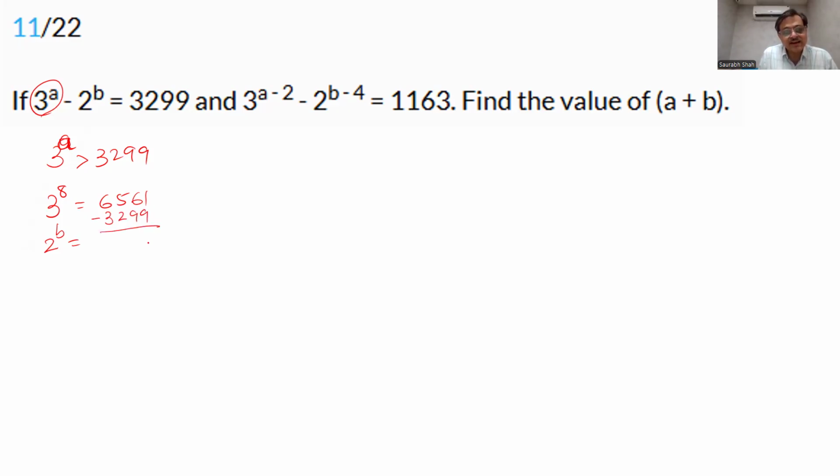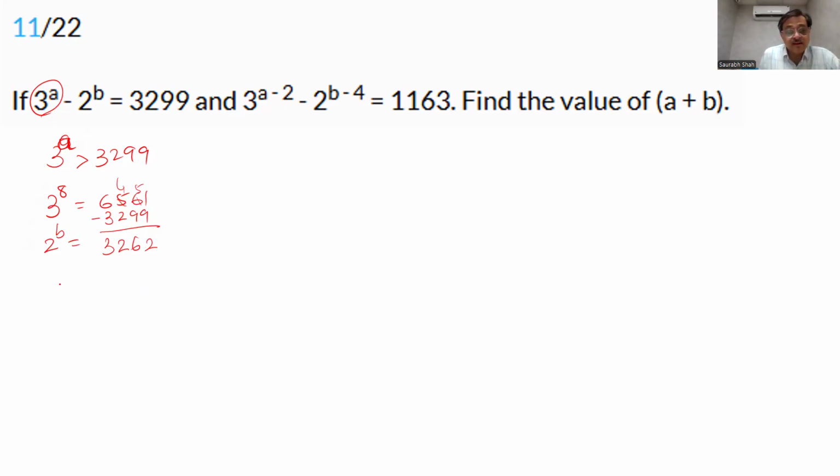11 minus 9 gives us a 2. 15 minus 9 gives us a 6. 4 minus 2 gives us a 2 and 3. Unluckily, this is not a power of 2. 3262 is not a power of 2. So b cannot be an integer here. Okay, so this brings us to the next power of 3.